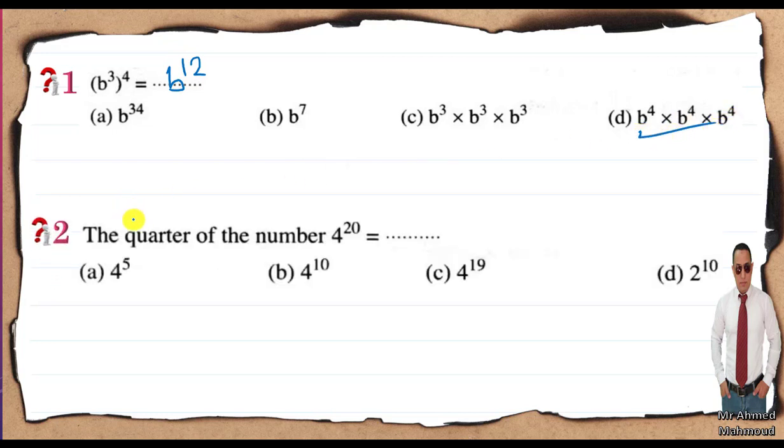Now a quarter of the number 4 to the power of 20. Quarter means 1 over 4. Of means times 4 to the power of 20. Now this looks like 4 to the power of 20 over 4. 4 to the power of 20 over 4 means 4 to the power of 20 minus 1, because this is 4 to the power of 1. So it is equal to 4 to the power of 19.